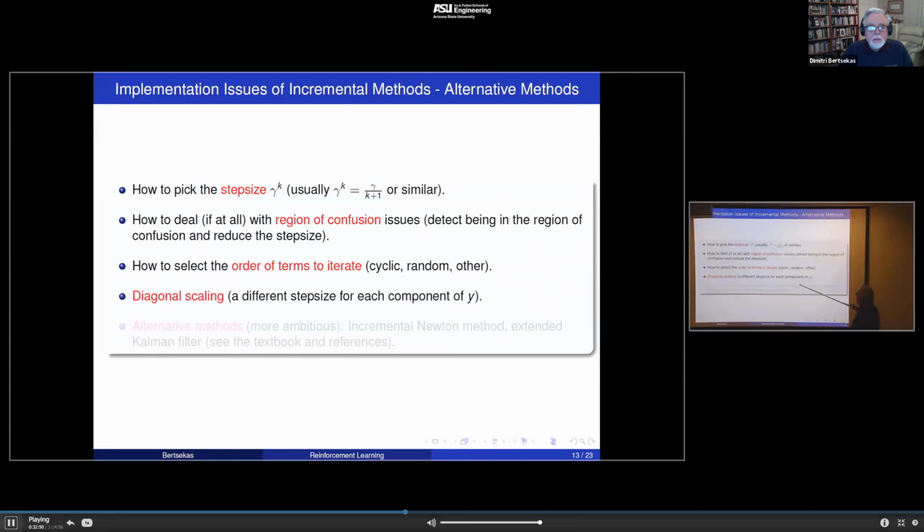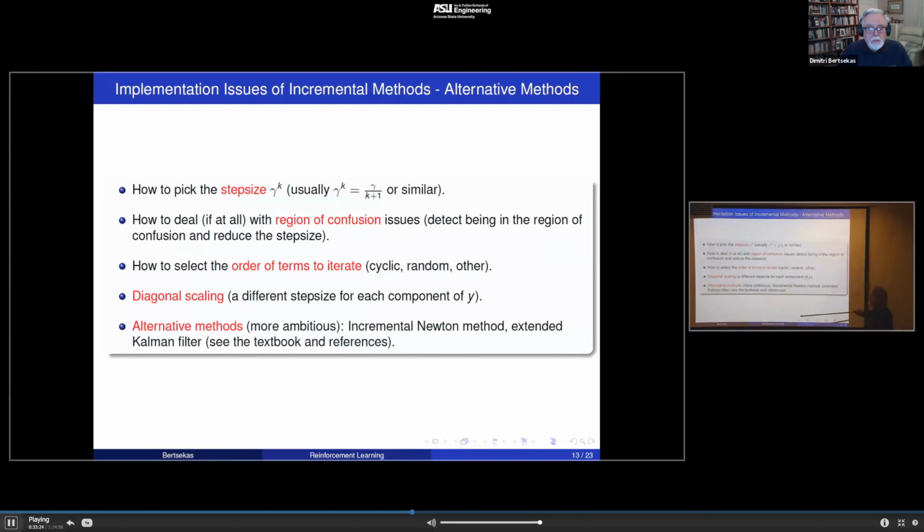Diagonal scaling. We have a single step size for all components of y, by which we move y according to the incremental gradient. We may use a different step size for each component. This would amount to multiplying the incremental gradient with a diagonal matrix, where along the diagonal we have the different step sizes. There are good ways to do diagonal scaling, and some of the software does that automatically.